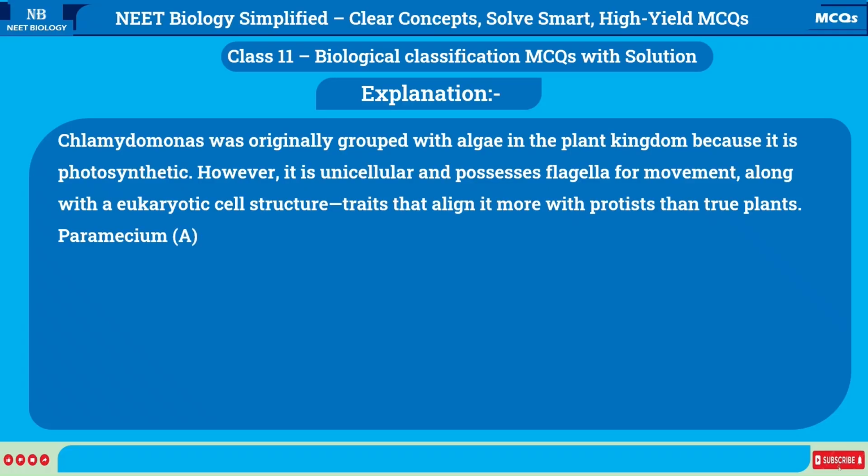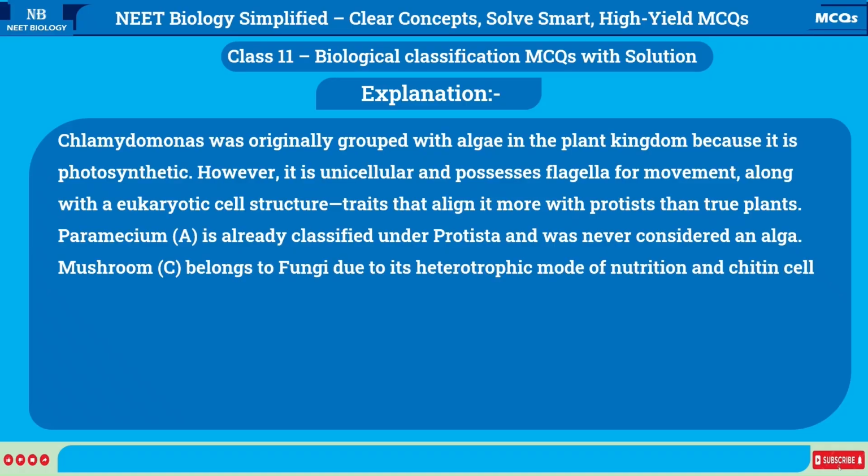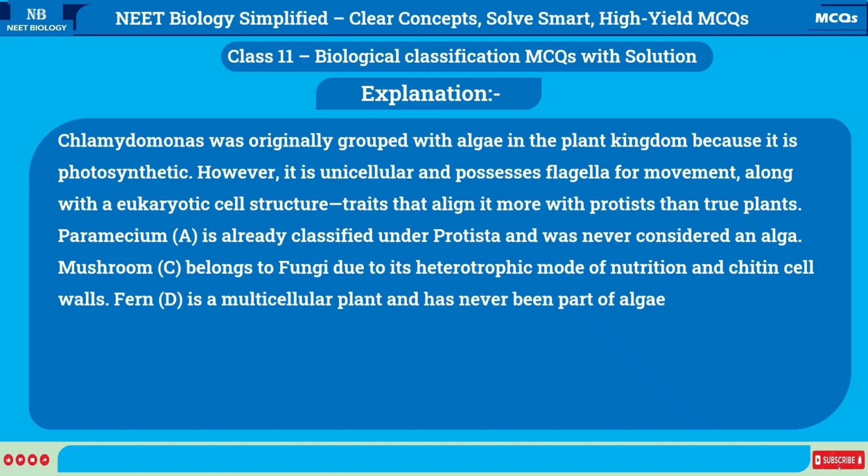Paramecium, A, is already classified under Protista and was never considered an alga. Mushroom, C, belongs to fungi due to its heterotrophic mode of nutrition and chitin cell walls. Fern, D, is a multicellular plant and has never been part of algae or Protista.